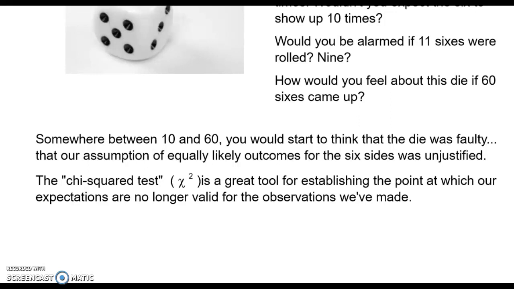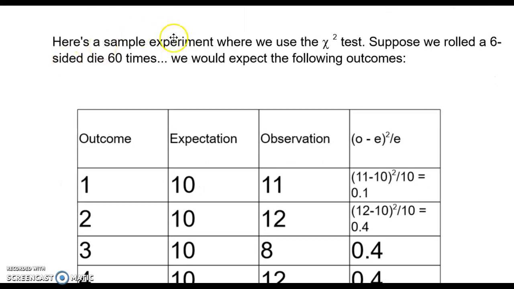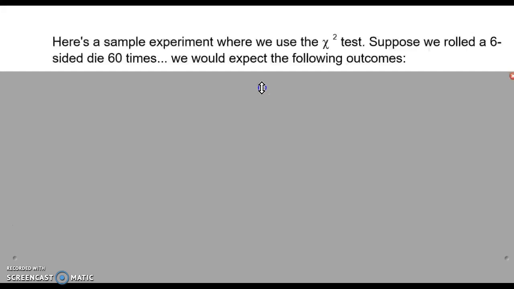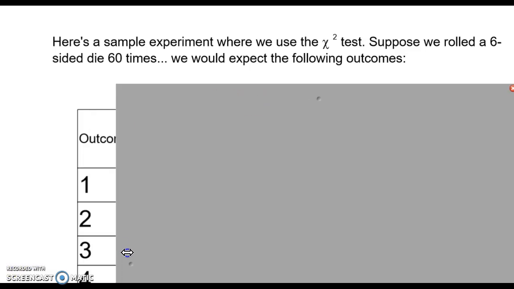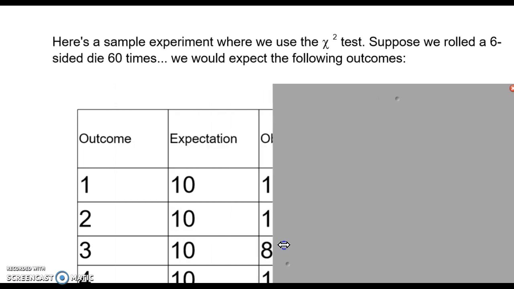So what do we do? We do something called a chi-square test, and it's a wonderful tool for checking to see whether our expectations about an event are valid or not. So let's take a look at how this chi-square test gets implemented. Here's a sample experiment where we use the chi-square test, and we're going to roll a six-sided die 60 times. And so these are the expectations.